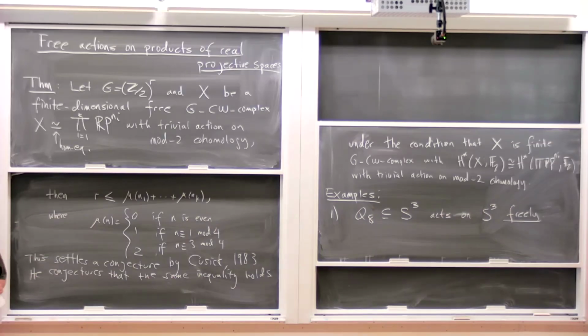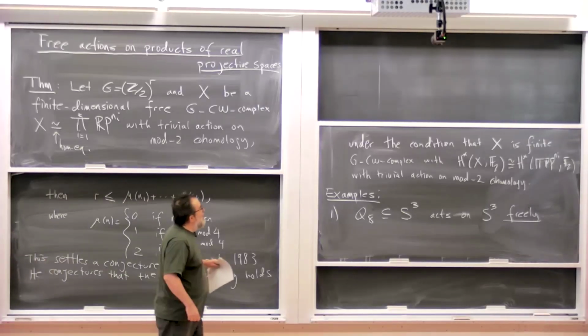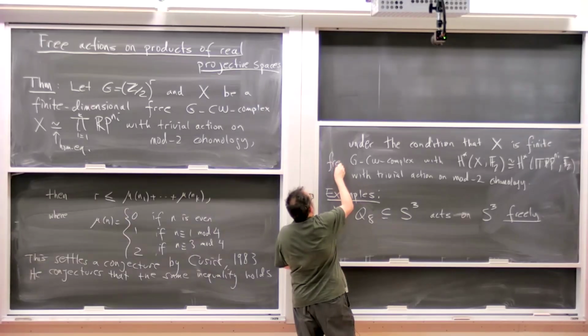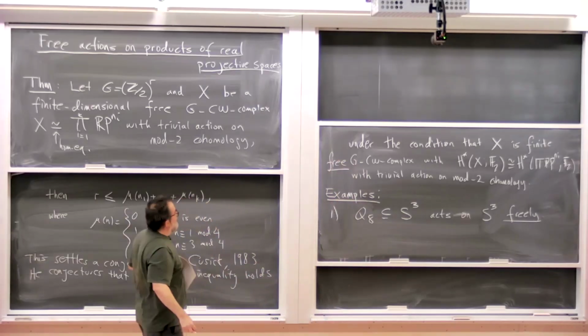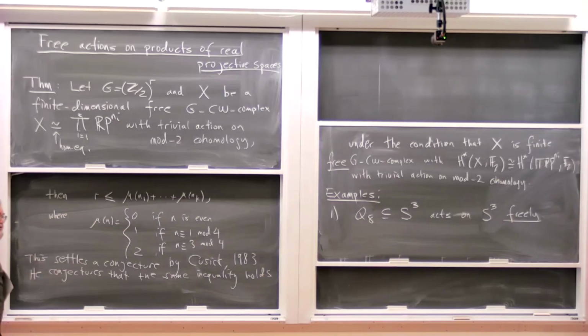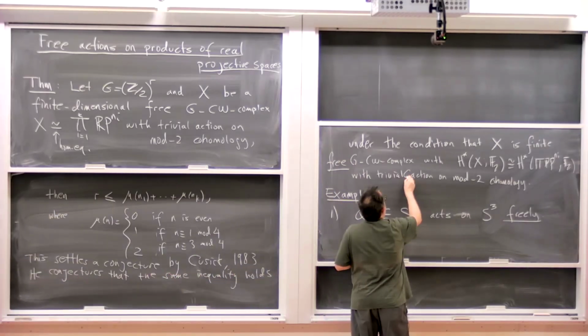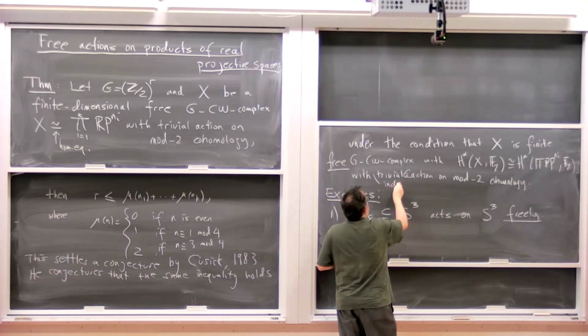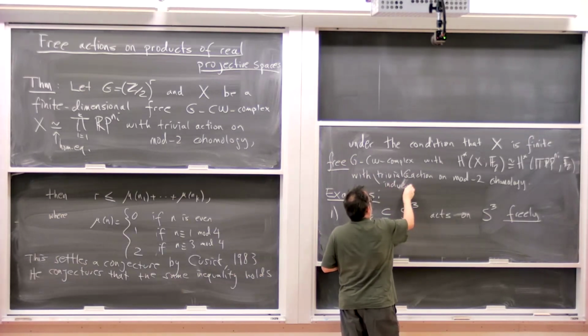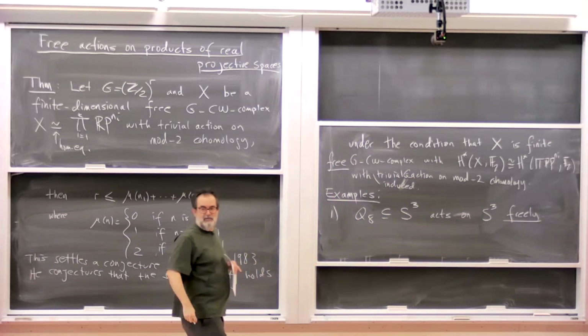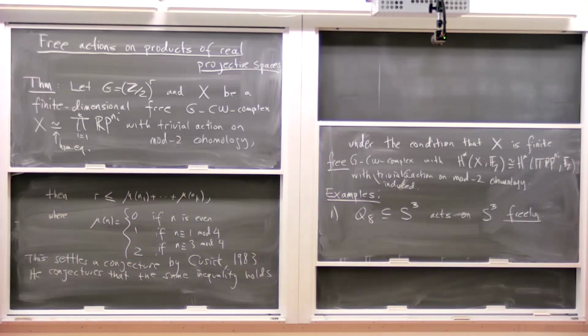Yeah? The 1983 conjecture is also with free action, because it didn't write it. Yes, the same inequality if it's a finite free G-complex. So G acts on the homology, the induced action on cohomology, and the G action has to be trivial. Yes. Any other questions? Sorry about that.